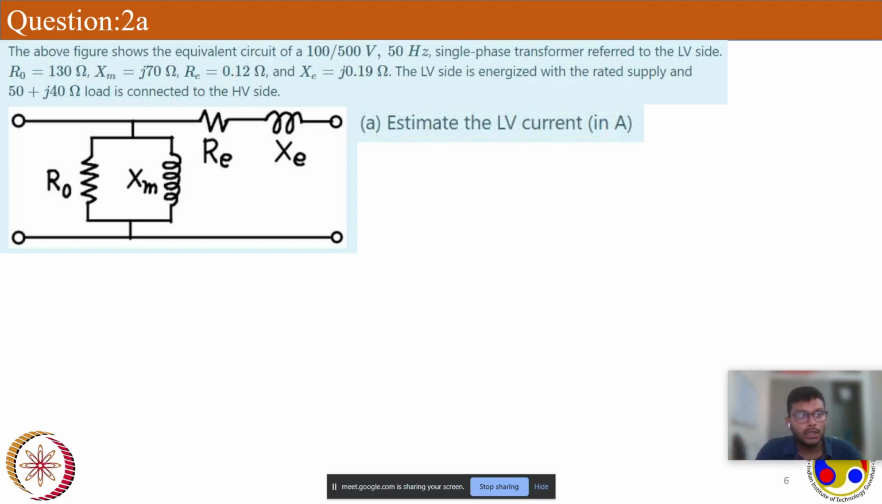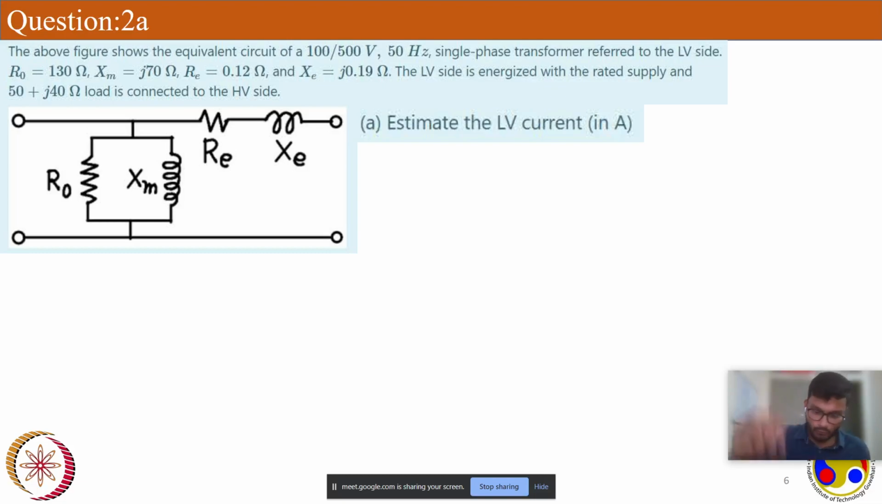We are given the equivalent circuit parameters R0, XM, RE, XE, and it is said that the LV side is energized with the rated supply, and a load has been connected. A load impedance is also given, but observe that the load impedance is connected on the HV side, not on the LV side. That's a point to be noted. We have to estimate the LV side current.